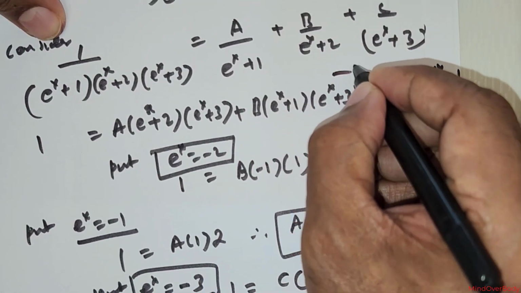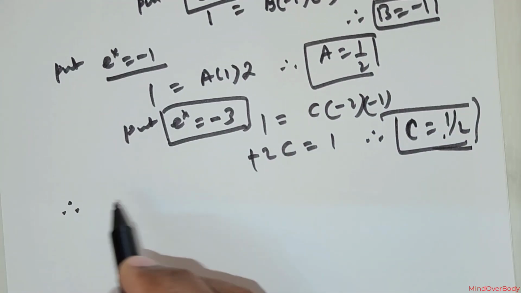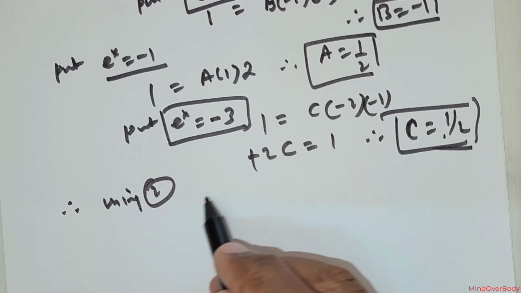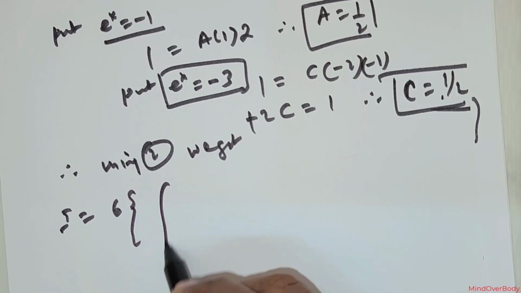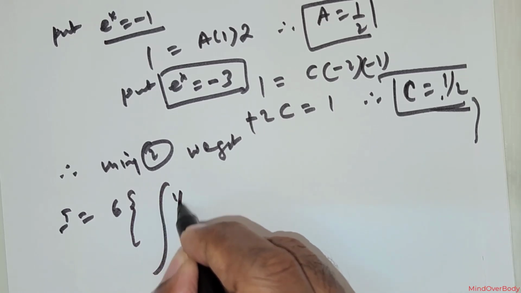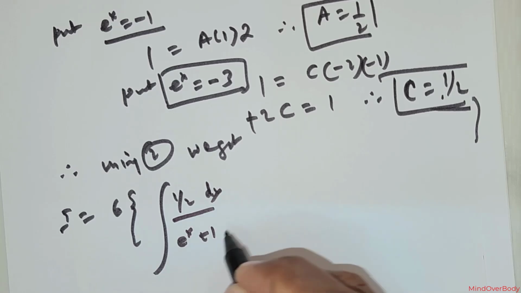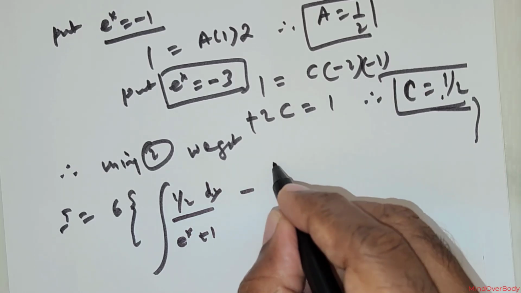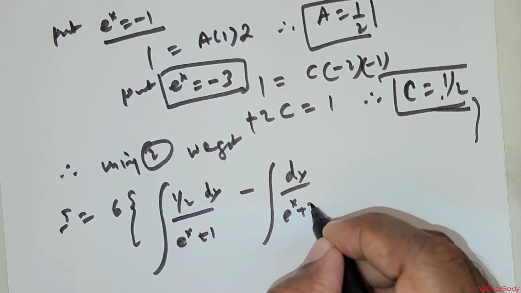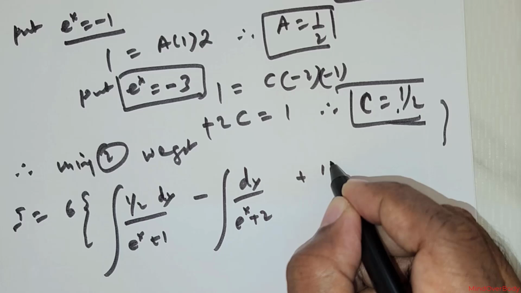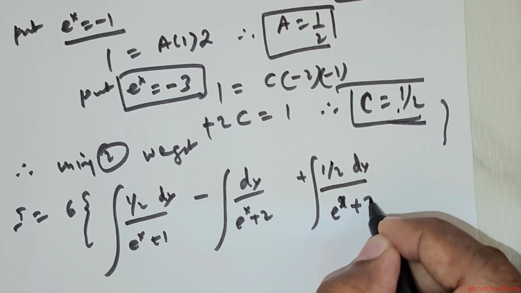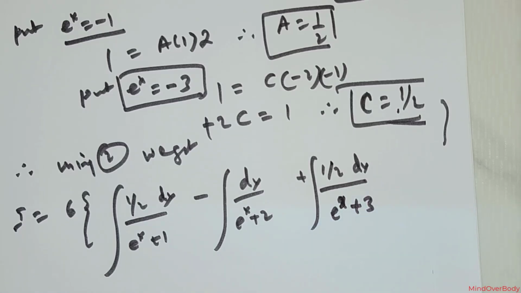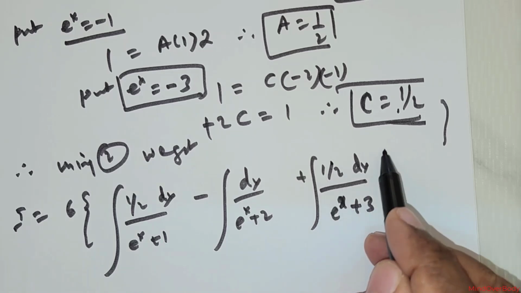Okay, fair enough. So using these values, what do we get? I is equal to 6 integral 1 over 2 times dx divided by e raised to power of x positive 1. b is negative 1, so negative dx over e raised to power of x positive 2, and 1 over 2 dx over e raised to power of x positive 3. So this is what you've got. Now you will have to integrate this.